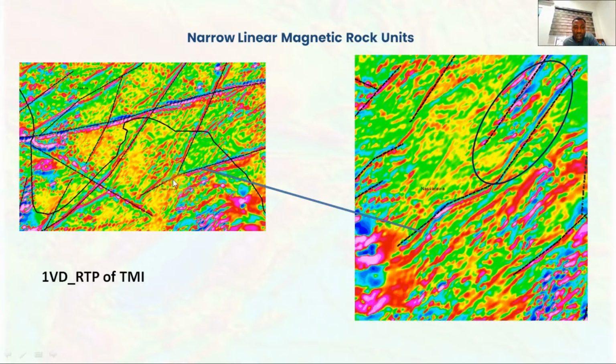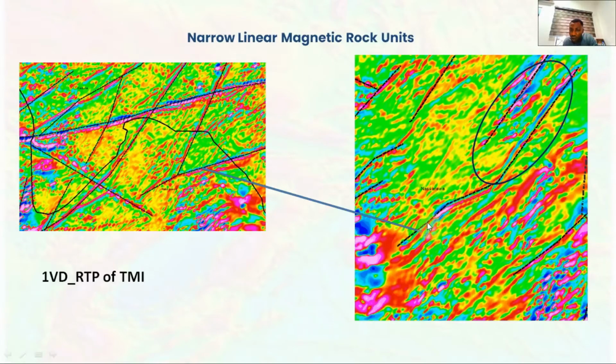Here also running northeast, you can see, and also here. Depending on the scale, we carefully identify all these linear magnetic rock units. You can see here, these two are running parallel. So they are very, very important in terms of exploration.